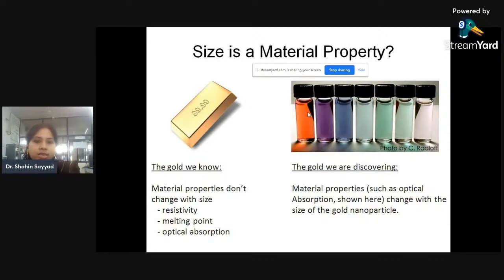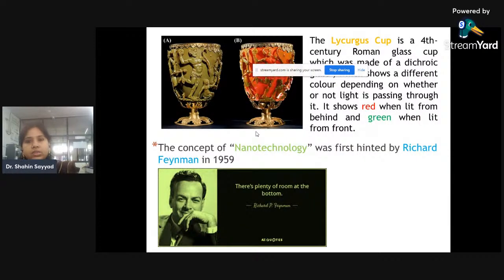Whenever we synthesize gold material at nanoscale, it shows colors varying from pink to red. So with the change in size, the color of the material changes because it shows different optical properties. It means that size is a material property. The material ka jo size rahega, uske upar hi wo apni property show karega. So size is a material property which gained the attention of researchers to work in the field of nanomaterials and nanotechnology. We will start with the history of nanotechnology.